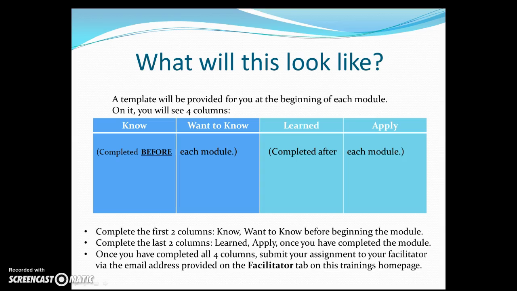A template will be provided for you at the beginning of each module. On it, you will see 4 columns. Complete the first 2 columns, know and want to know, before beginning the module. Complete the last 2 columns, learned and apply, once you have completed the module. Once you have completed all 4 columns, submit your assignment to your facilitator via the email address provided on the Facilitator tab on this training's homepage.